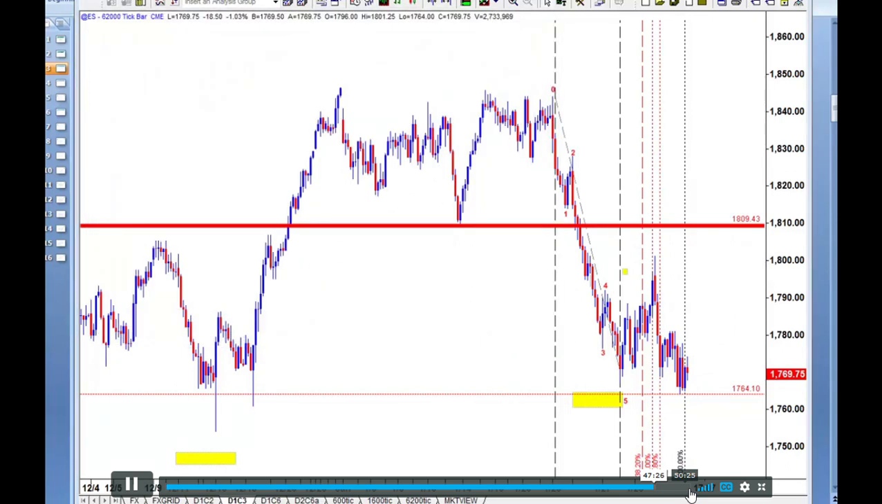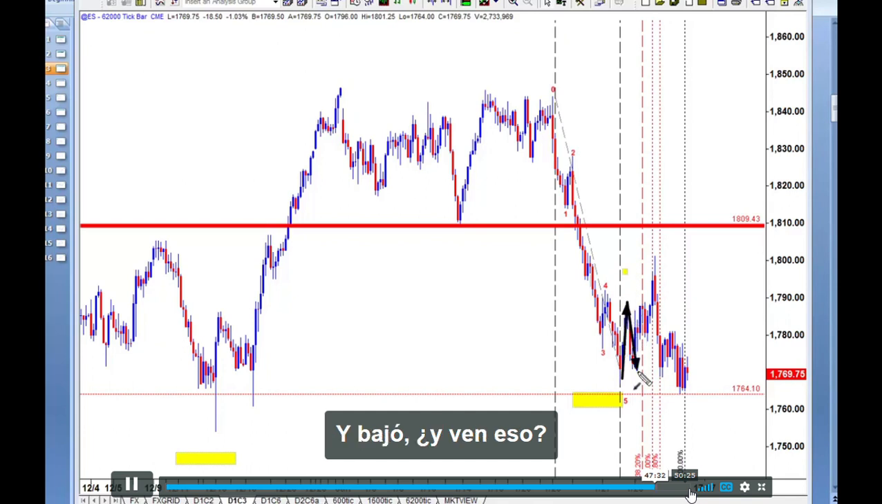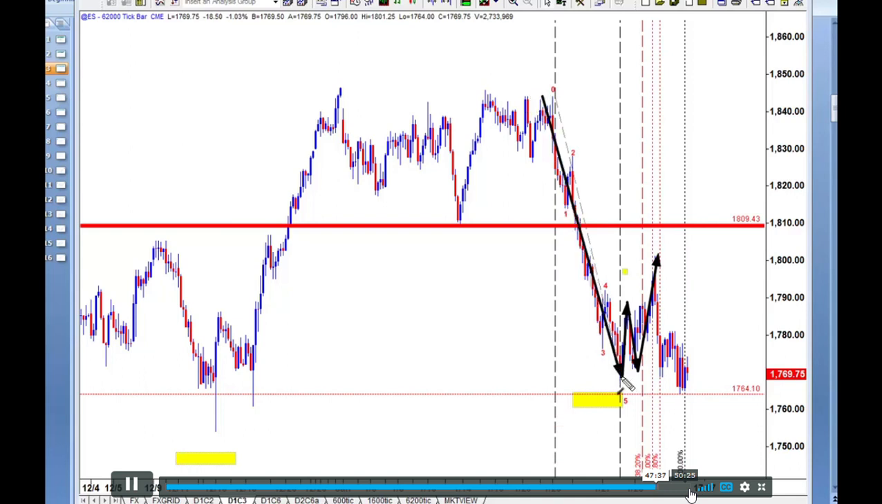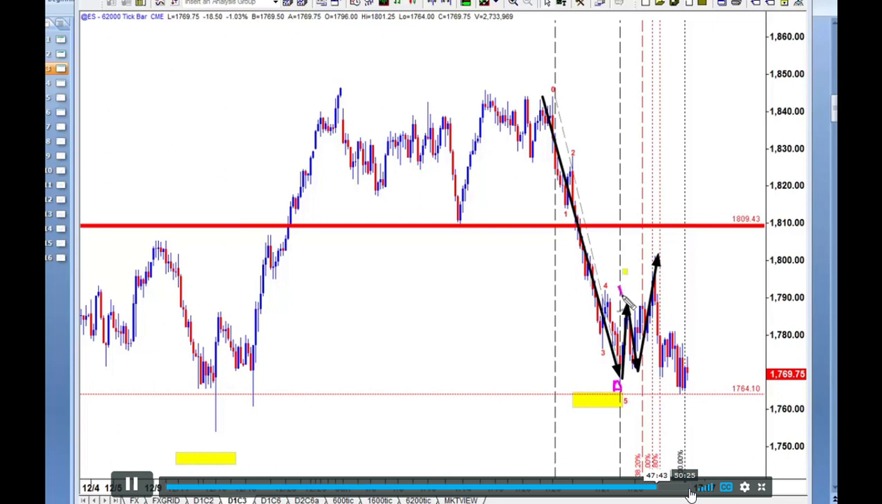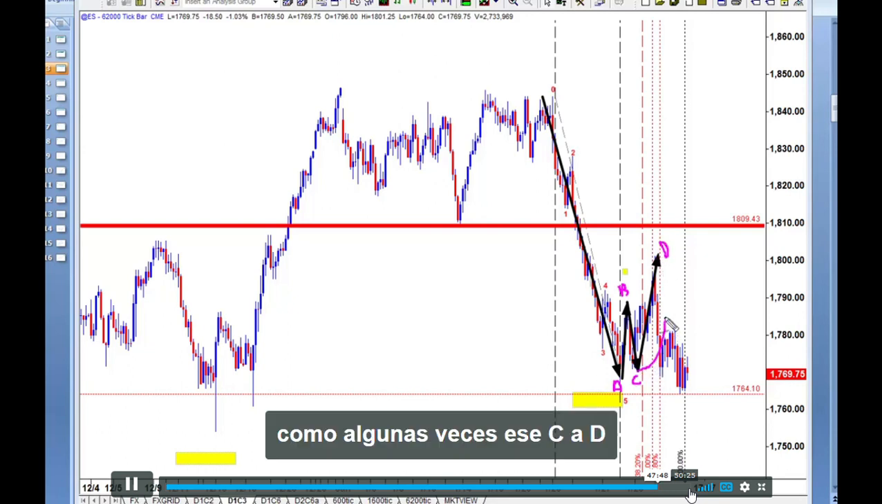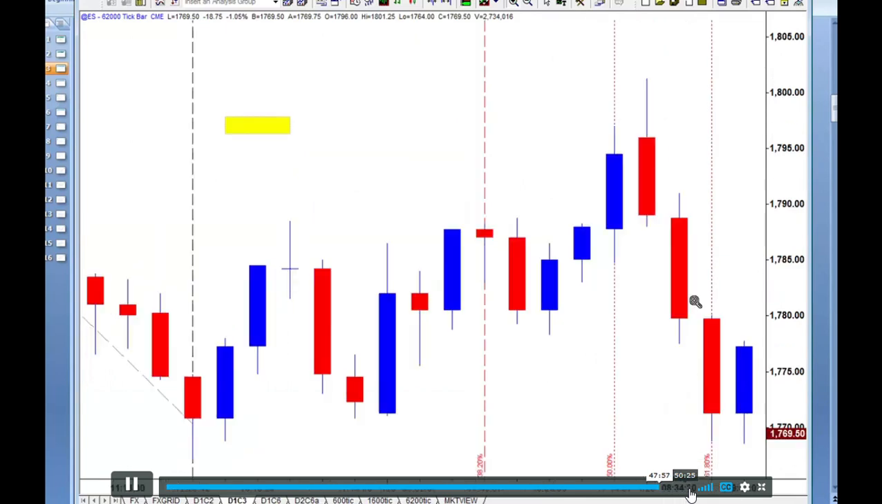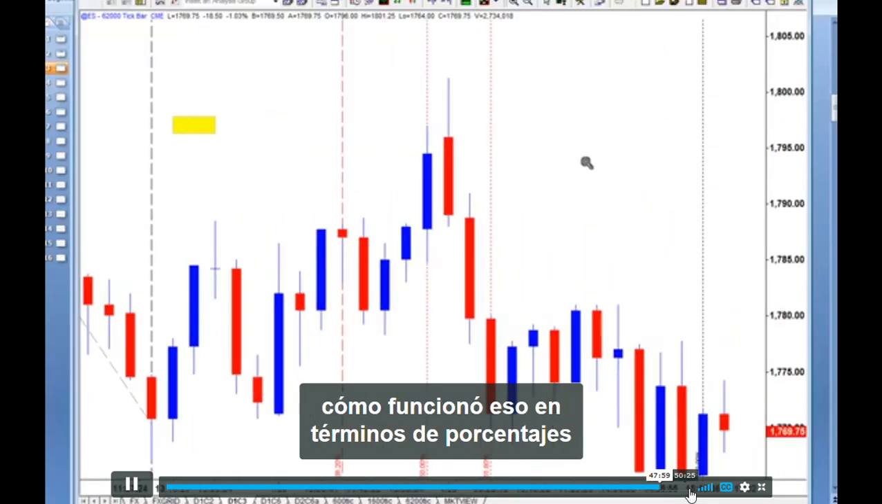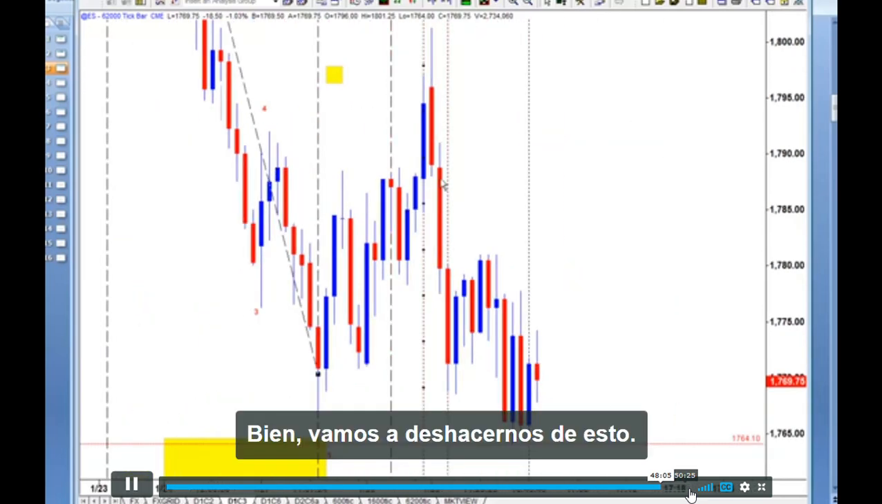We'll just look at a real-time chart. See this right here? Then it came down, and that is how, when we discussed earlier, when you have that A to B, C to D, sometimes that C to D can be a much greater percentage. All right, so let's take a look and see how that worked out in terms of percentages. I know we were looking at the harmonics a few more minutes before.